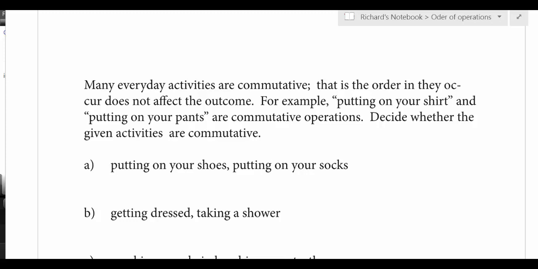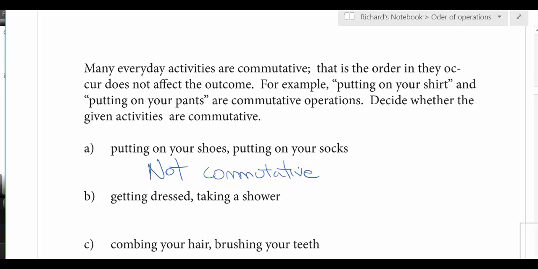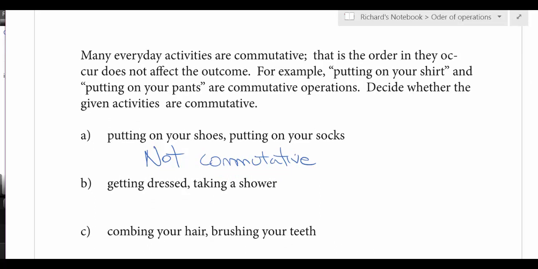Well, this is not commutative because the order does matter. You do not want to be trying to put your socks on over your shoes. It just doesn't work. The order is important. Socks, then shoes. Getting dressed, taking a shower. I would say that this is not commutative because you'd want to take a shower and dry yourself before getting dressed. So again, example B is not commutative.